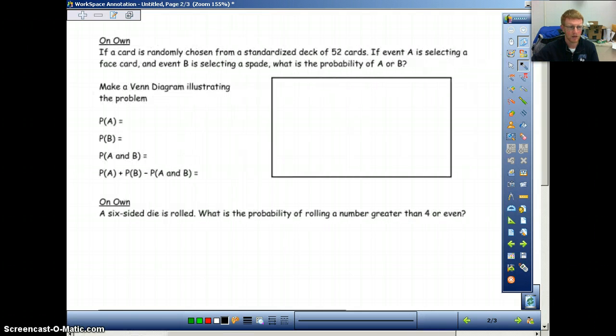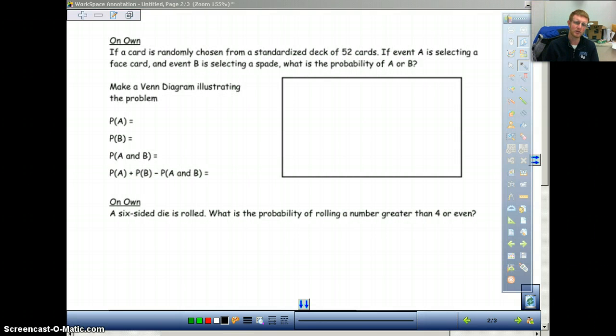Okay, so what I want you to do is try this on your own. It's a Venn diagram, maybe it's been a while since you've done this, but I want you to draw your Venn diagram and see if you can come up with each of these individually, but let the Venn diagram help you do what you need to do. In one of them, it'll be the probability of A, which is the face card, and the other one will be the probability of B, which is a spade.